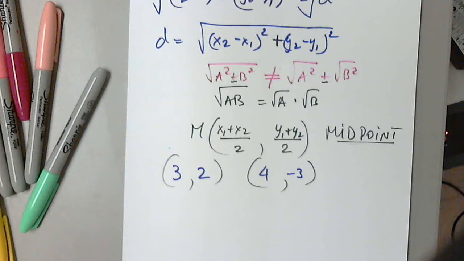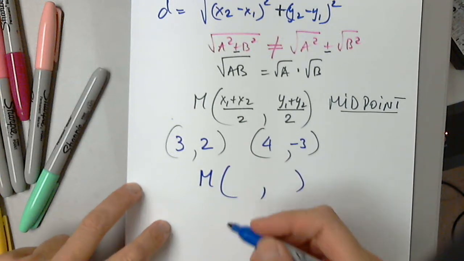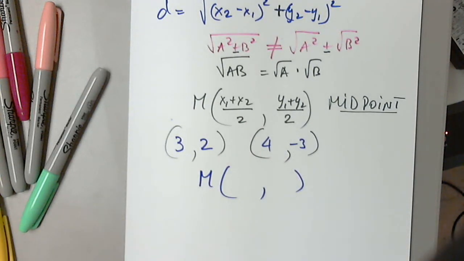So we have two points. We came up with 3, 2, and 4, -3. And we want to determine the distance and the midpoint. The midpoint is the easiest and quickest. Add up the x values and divide by 2. Add up the y values and divide by 2. That's all you need to do.